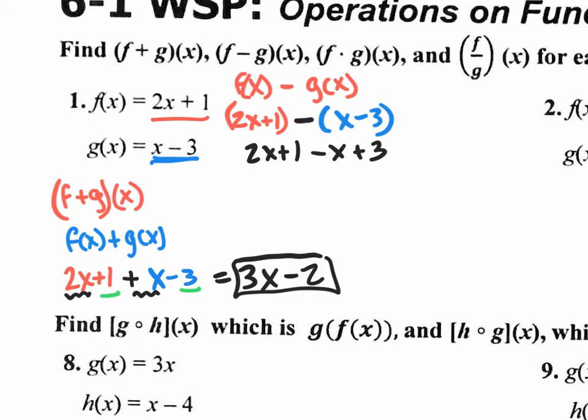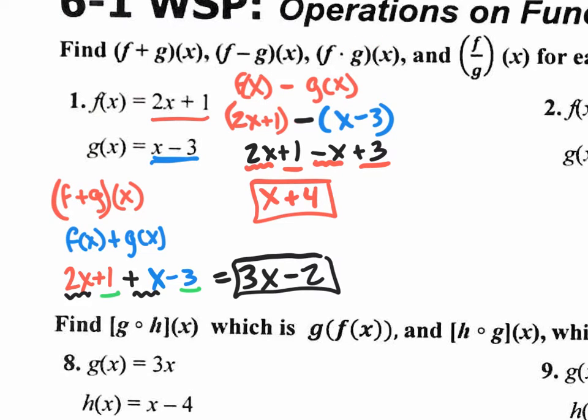Now let's combine like terms. 2x combined with minus x, that just becomes a regular x. 1 combined with 3, that gives you a 4. So x plus 4 is the answer for f of x minus g of x. They also want us to multiply and divide these functions. So let's do this next one of multiplying f of x with g of x.